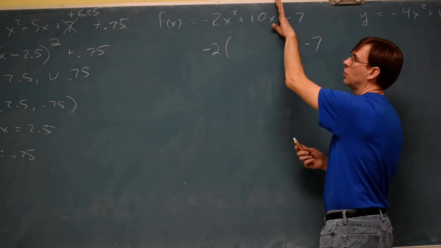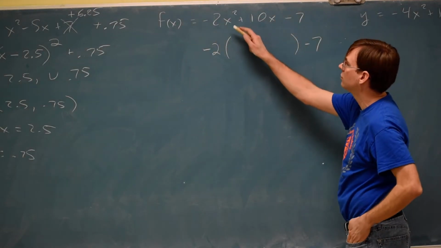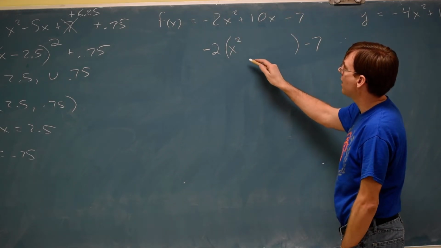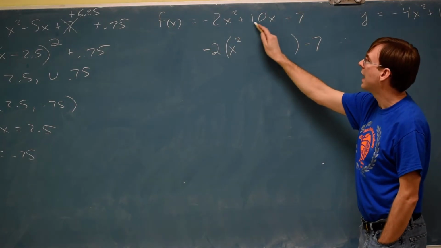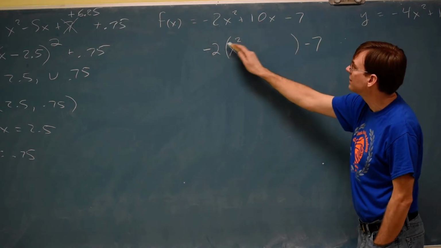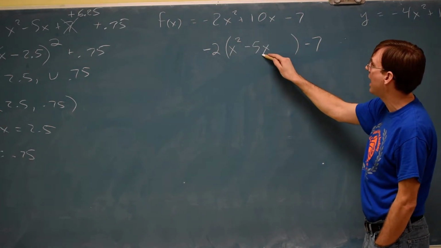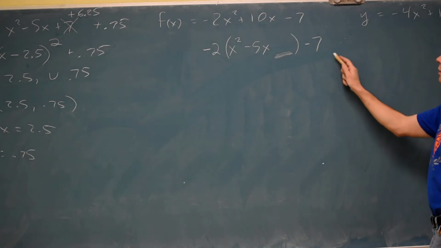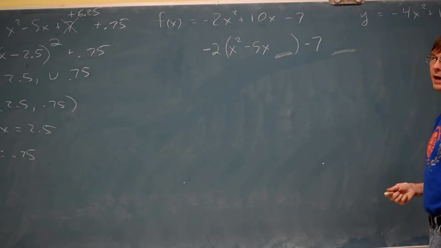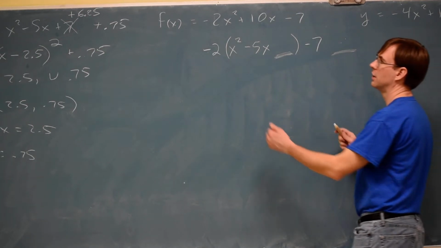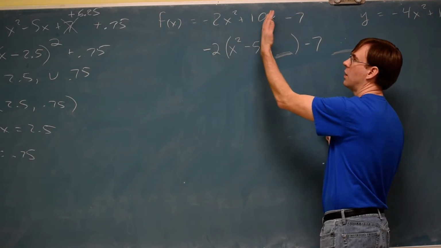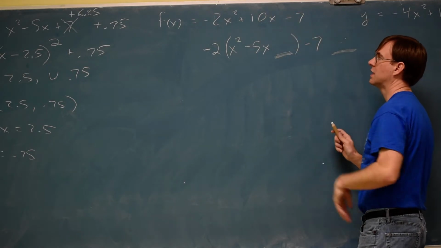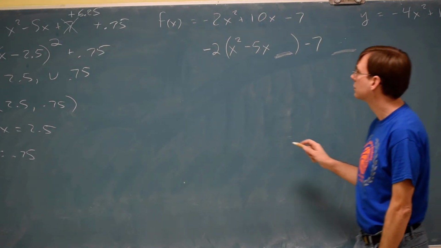So these first two, we factor off a -2, get an x squared. If you take -2, divide with +10, that's a -5x. And I have an empty space on purpose that I'm going to fill, and I'm going to pay for that in a second. But that's our first initial move. Take -2 off the first two, leave -7 out of the picture for a moment.